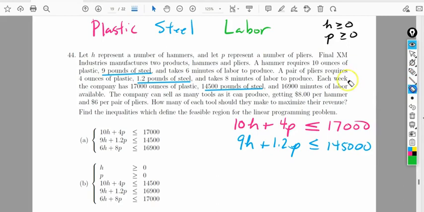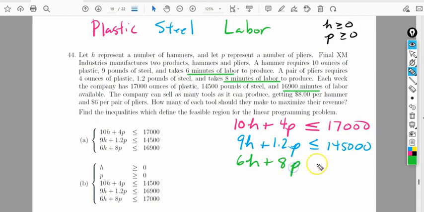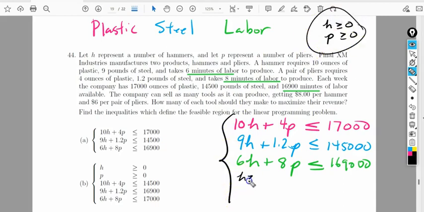And then finally, for labor, each hammer requires 6 minutes of labor. Each pair of pliers requires 8 minutes, and they only have enough employees every week for 16,900. So 6 minutes of labor for every hammer, plus 8 minutes of labor for every pair of pliers. It cannot go over 16,900. That's all that's available. And so that's our system. So this is our system, and of course we want those in there as well.